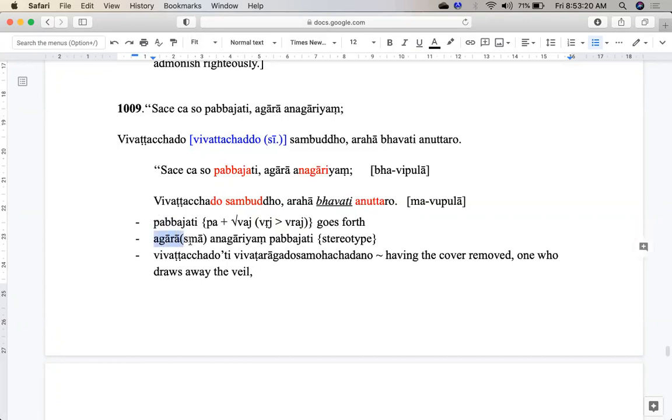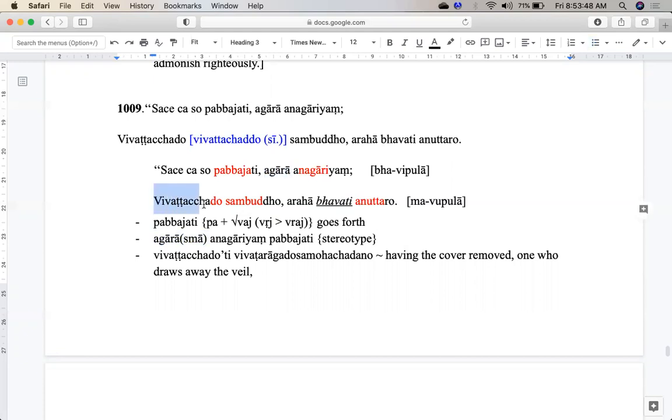So in the passage: agarasma anagariyam pabbajati. He goes forward from the home life to, so that is, agara is ablative case. Agarasma anagariyam pabbajati.